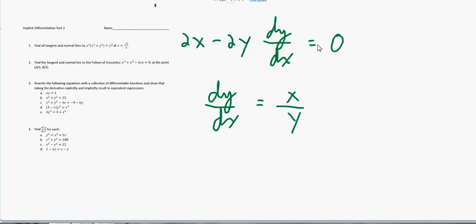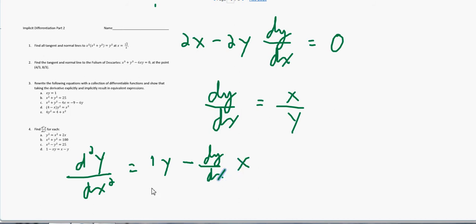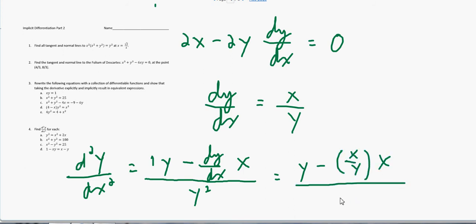Minus 2x divided by negative 2y, you get that. So the second derivative is going to be, quotient rule says, derive the top times the bottom, minus derive the bottom times the top. Or you can use low d high minus high d low, same thing, over y squared. You don't want dy dx in there, so you rewrite it as minus, dy dx is x over y, times x over y squared. You don't want the complex fraction, so we're going to multiply by y over y.